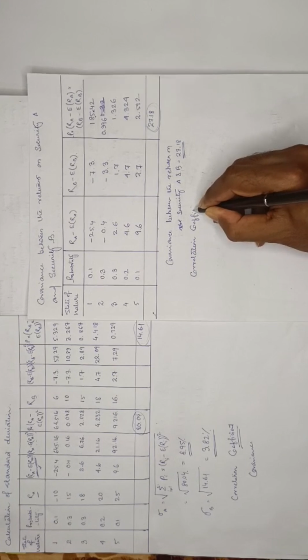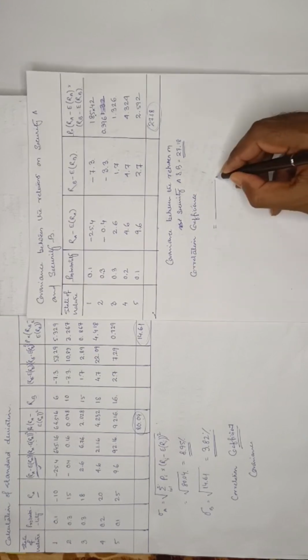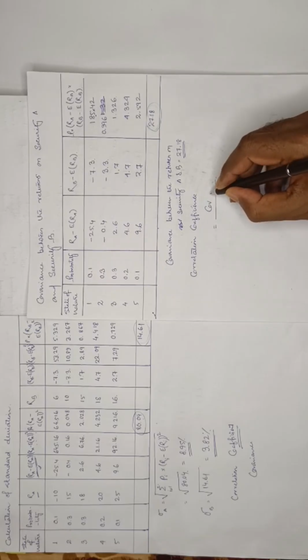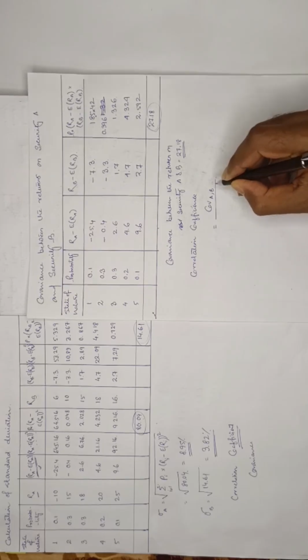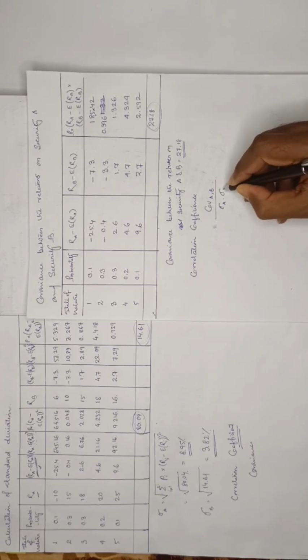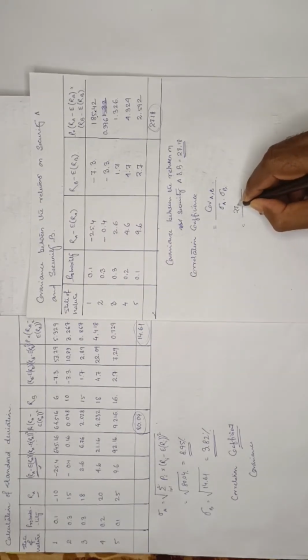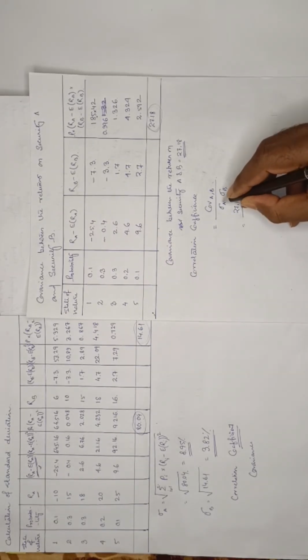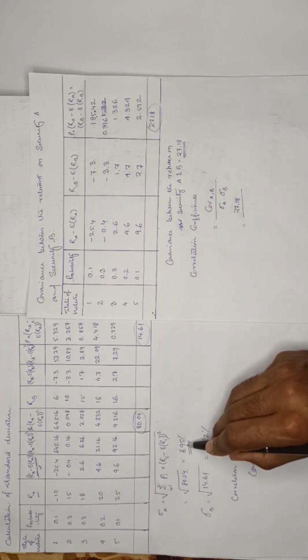Correlation coefficient. To find out the correlation coefficient, I need to know the covariance of A and B, and the sigma of A and sigma of B. Now the covariance that is there is 27.18, and the sigma A that we have calculated is here. I will use this particular sigma value to calculate this.